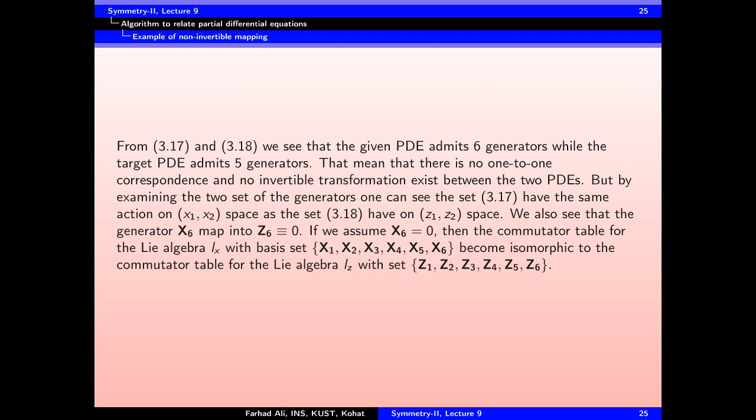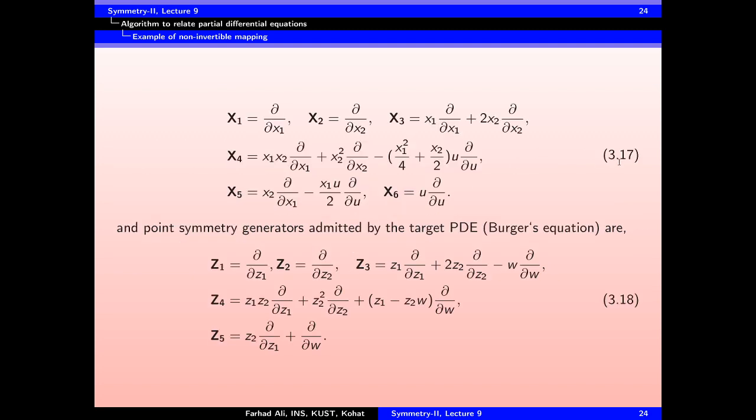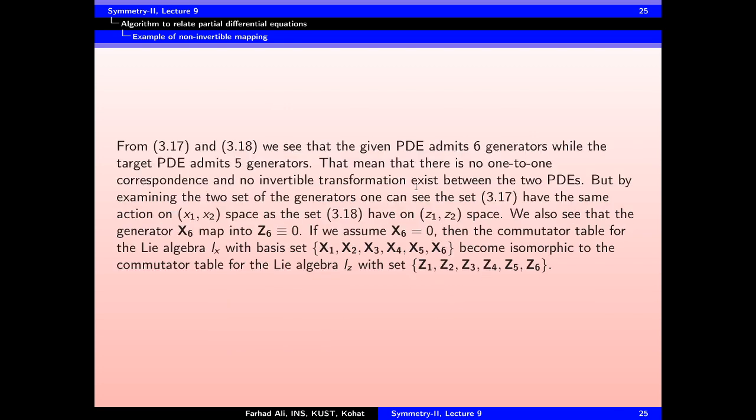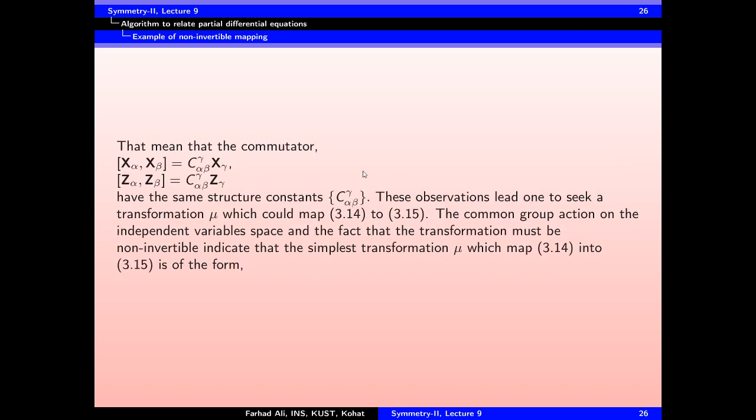Okay, so now we take a Z6 which corresponds to X6, but we are not taking X6 as given in equation 3.117. This one we assume is 0, so the mapping can be defined here. Now we have these commutation relations. You all know what commutators are, and this is the commutator. This is in the given space and this is in the target space.